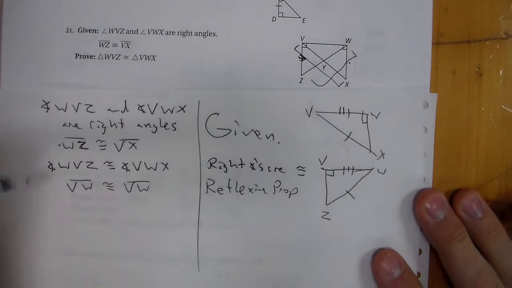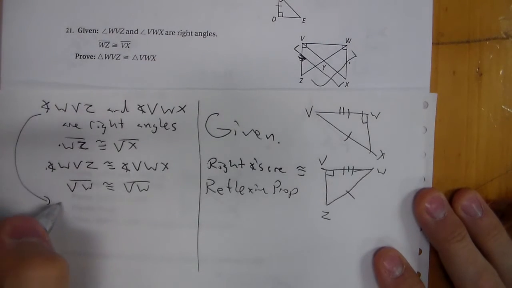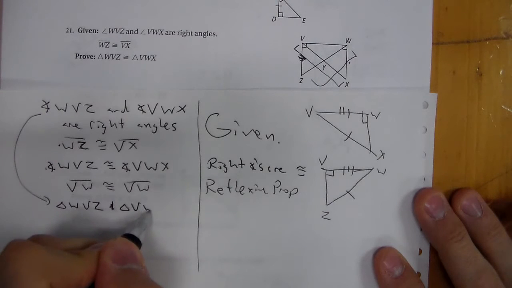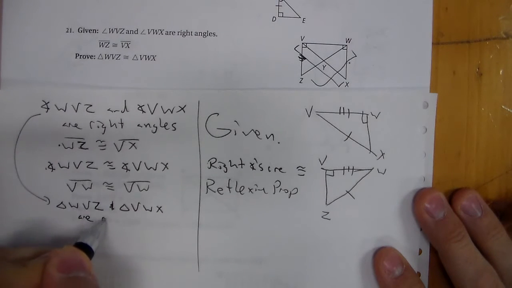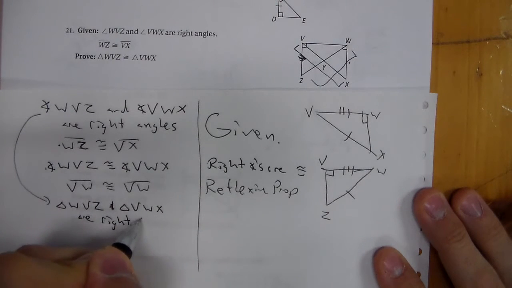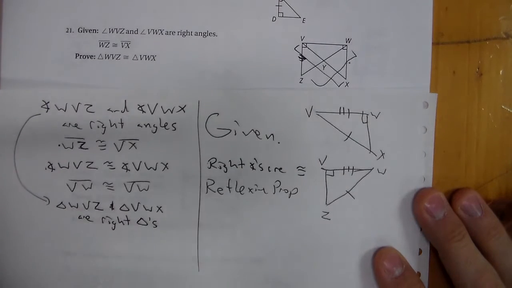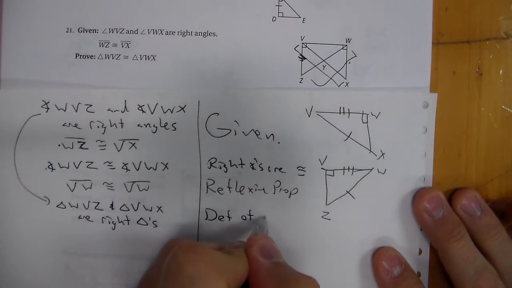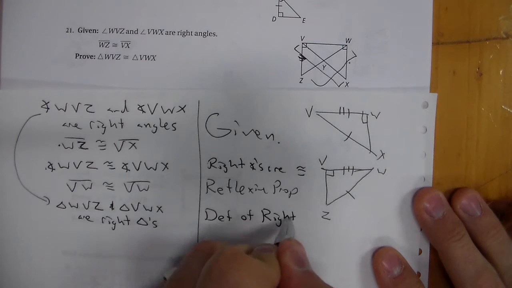We want to be careful here though. We said right angles are congruent. What we could also add to this is we're going to say that triangle WVZ and triangle VWX are right triangles. And we want to say that because in HL we want to make sure we have right triangles. It's not so much important that the right angles are congruent, it's that we have right triangles. And we'll add to that the definition of right triangles.